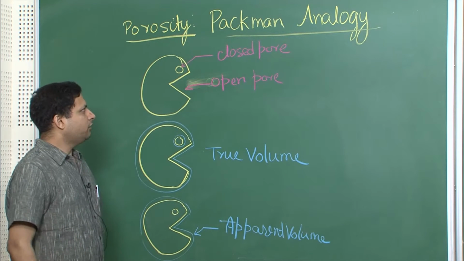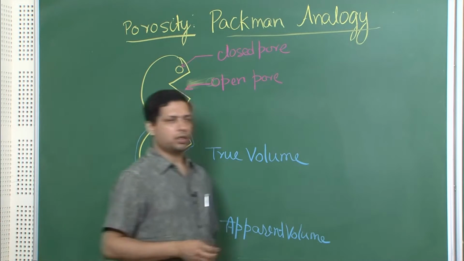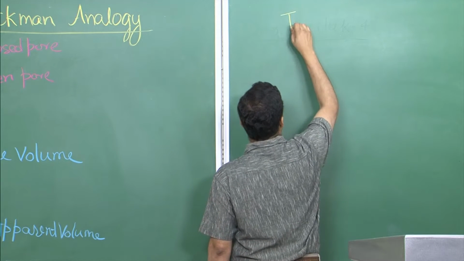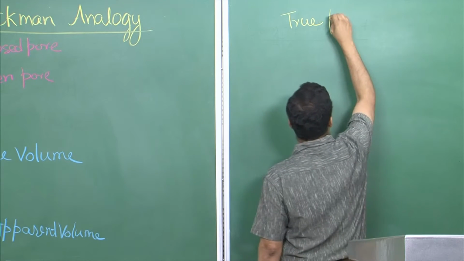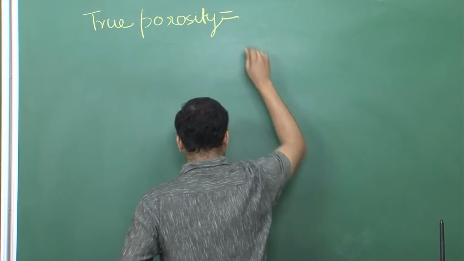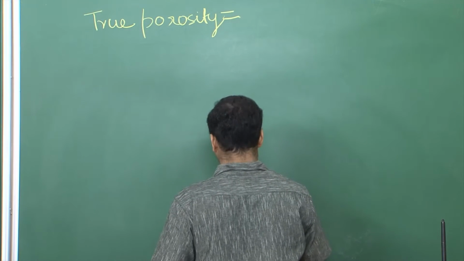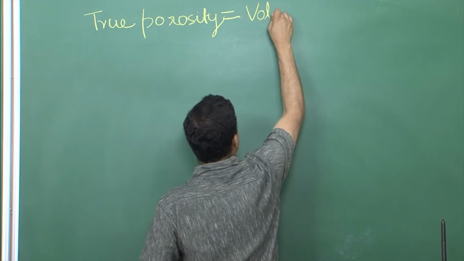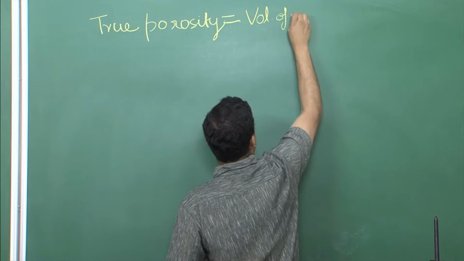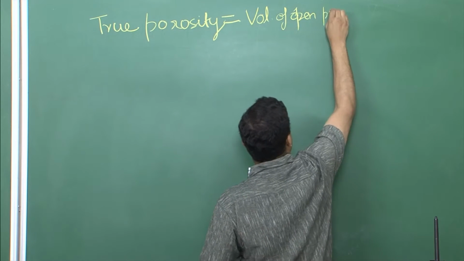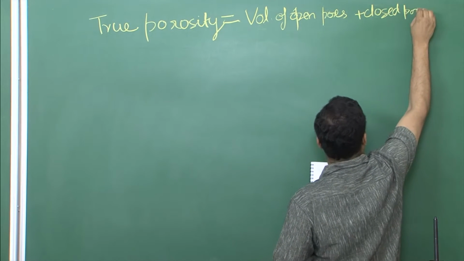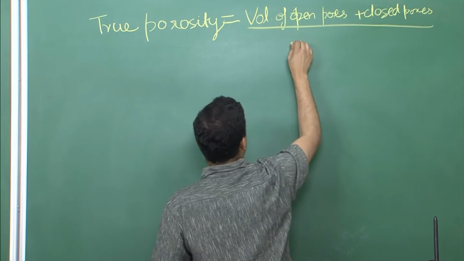With these definitions, we are now in a position to describe the term porosity that we started using last time. In fact, we should be able to get what is called the true porosity, and you will see why we call this the true porosity. The true porosity can be written as, so we are looking at the relative fraction, the volume of open pores plus closed pores by the bulk volume.